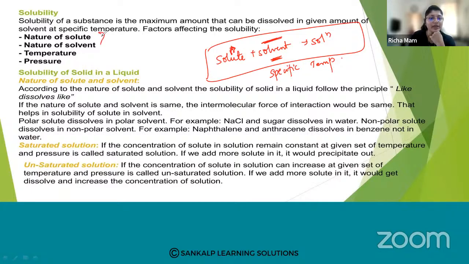Now, what are the factors? These are the main four factors. Please remember them. It depends upon the nature of solute, the nature of solvent, then temperature, and next pressure. So these are the main factors which will affect the solubility.